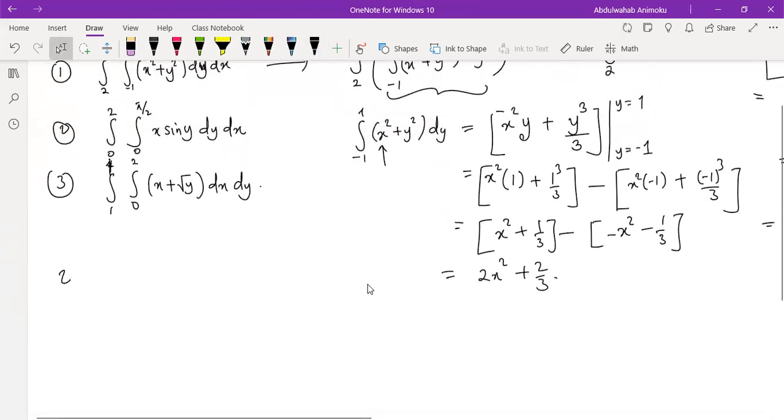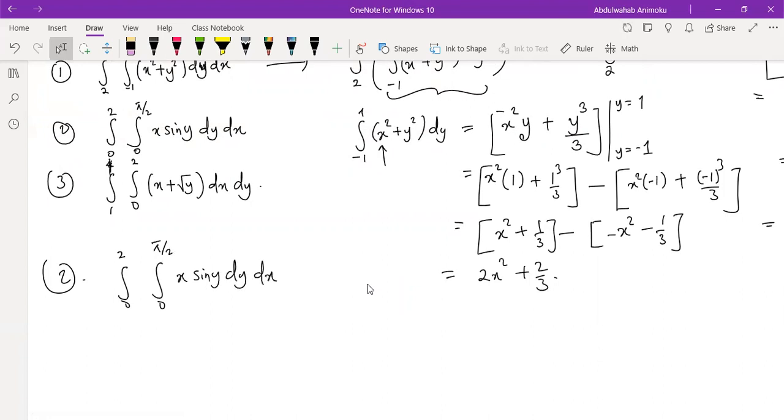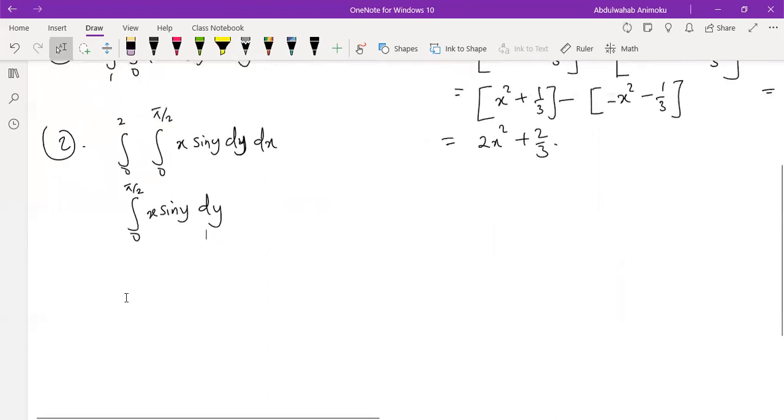The second one is basically asking us to do this. We use the same technique we've just used. We are going to do dy first before the x. That means we single out the part that has to do with dy first. We need to integrate this first before we plug it back into the initial problem. Now, integration is with respect to y, so x is acting as a constant. We can actually take x out because it's just multiplying the inner function.